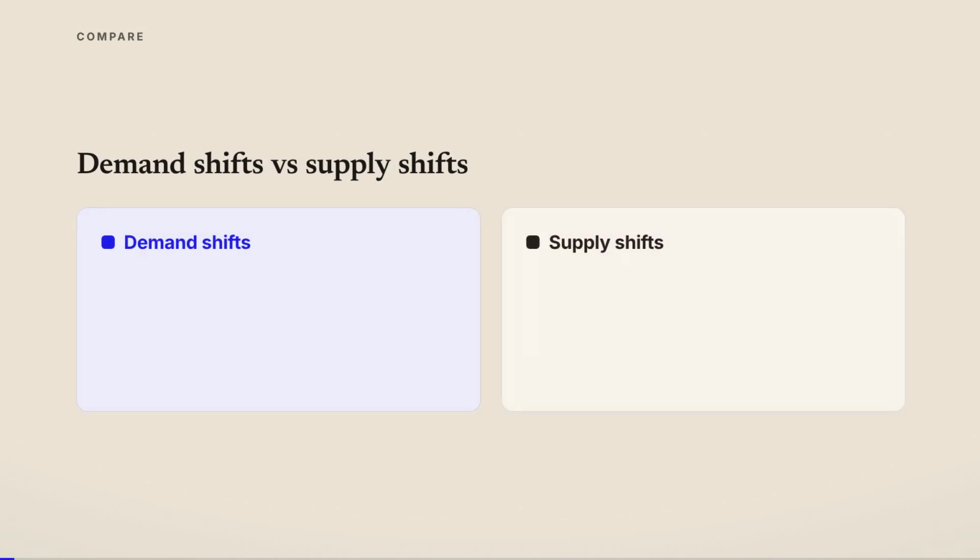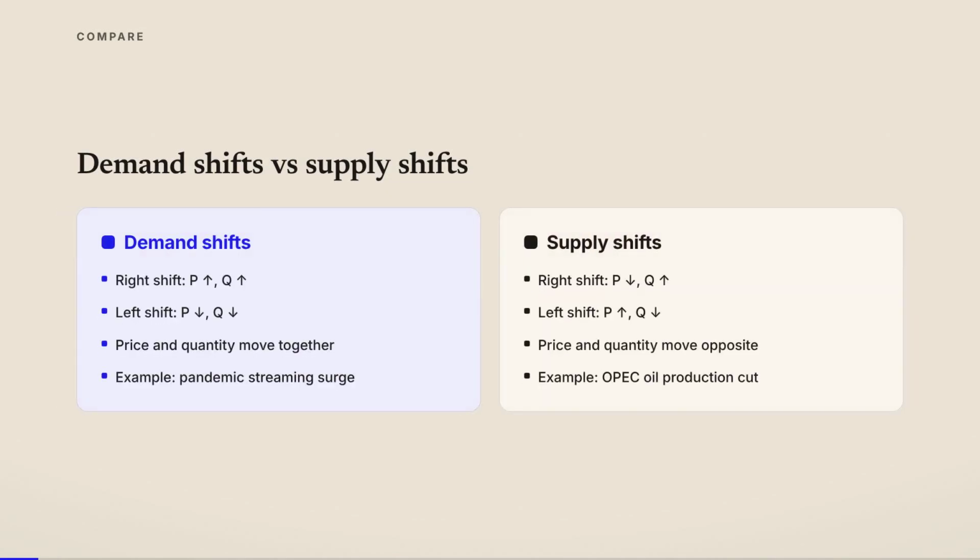Let's summarize the effects of curve shifts side by side, because this is the part that really matters for exams and real-world analysis. When demand shifts to the right, meaning more people want the good at every price, both equilibrium price and quantity rise. Think about what happened to the price of used cars in 2021. A microchip shortage limited new car production, so demand for used cars surged to the right. Prices shot up.